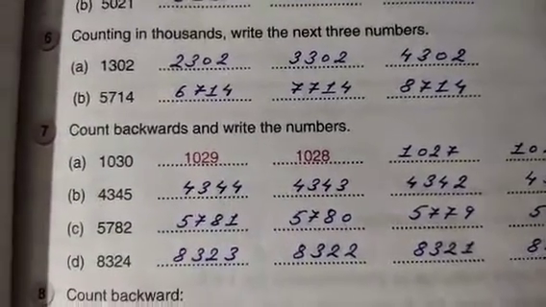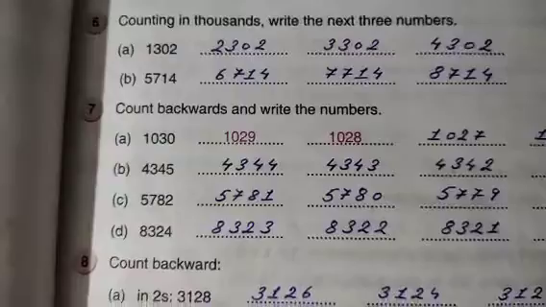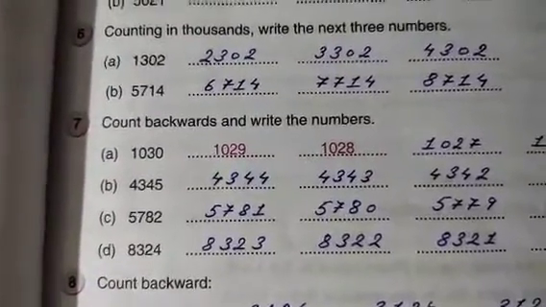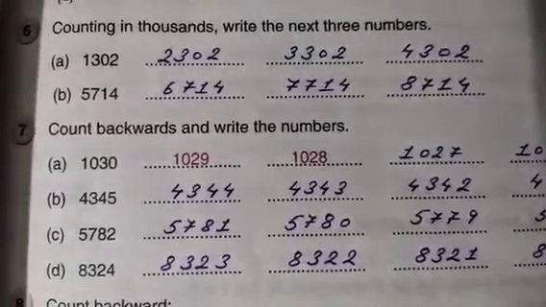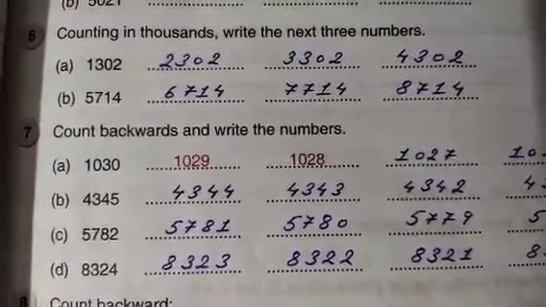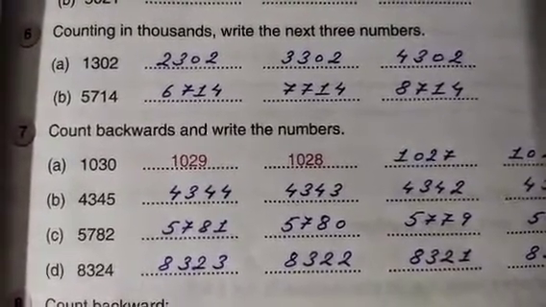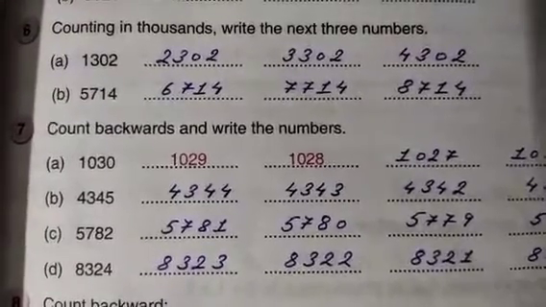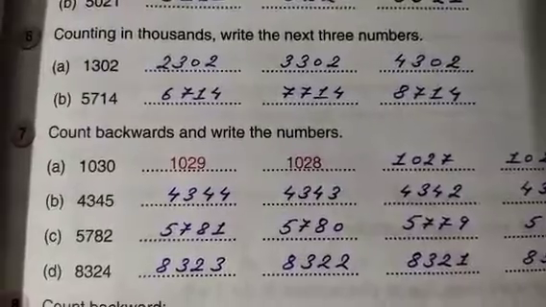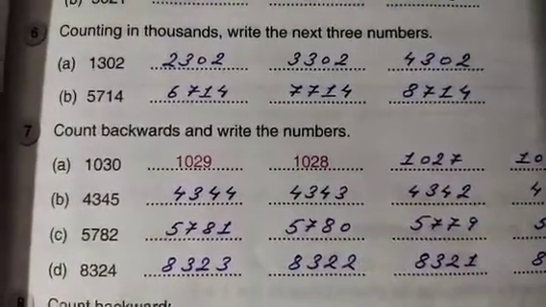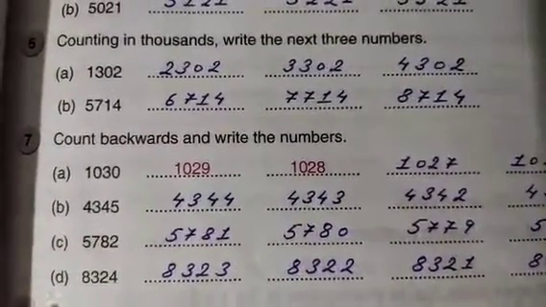Next, number 6. Counting in thousands, write the next 3 numbers. That means you have to skip 1000 numbers. So the first one is 1302. Next will be 2302. Then 3302. Then 4302. Because you are skipping 1000 numbers here. Be very careful, children.